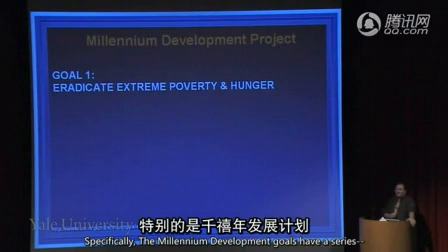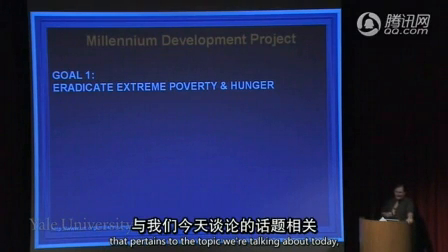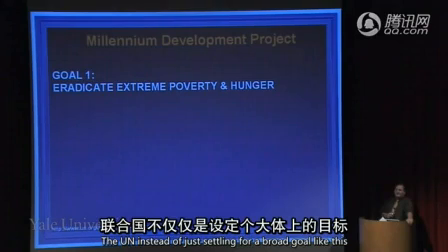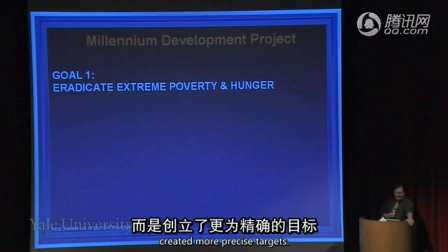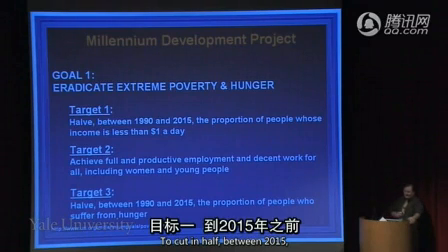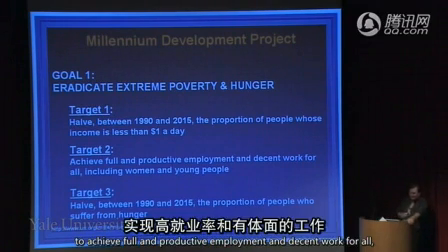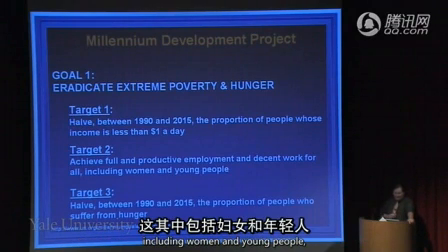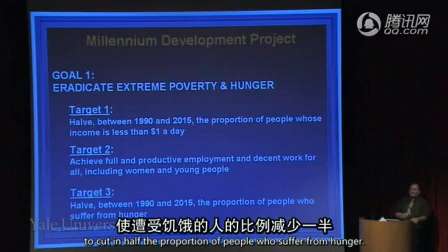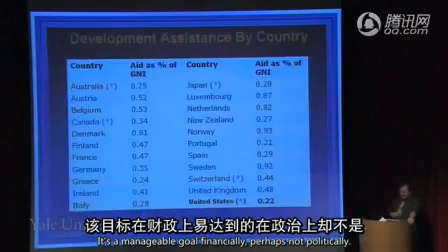Specifically, the Millennium Development Goals have a series of goals, but here's goal number one that pertains to the topic we're talking about today, which is to eradicate extreme poverty and hunger. And the UN, instead of just settling for a broad goal like this, created more precise targets. Target one, to cut in half by 2015 the proportion of people whose income is less than a dollar a day. Target two, to achieve full and productive employment and decent work for all, including women and young people. And target three, to cut in half the proportion of people who suffer from hunger. It's a manageable goal financially, perhaps not politically.